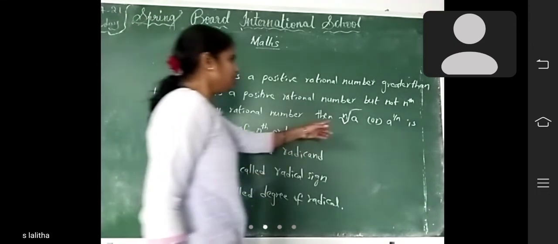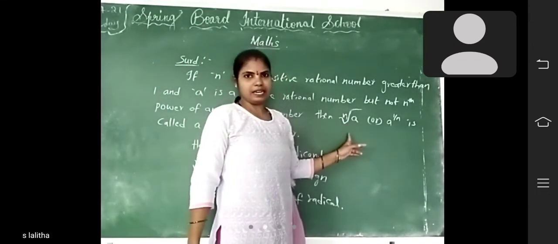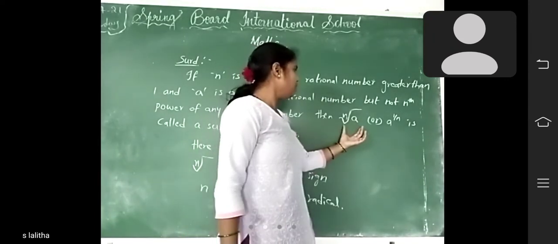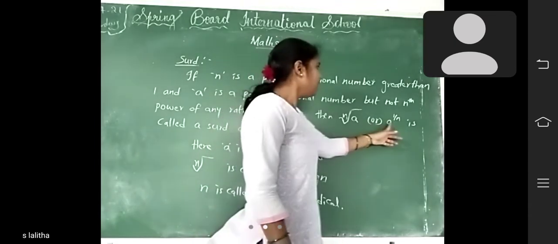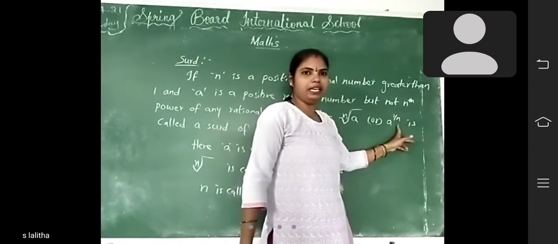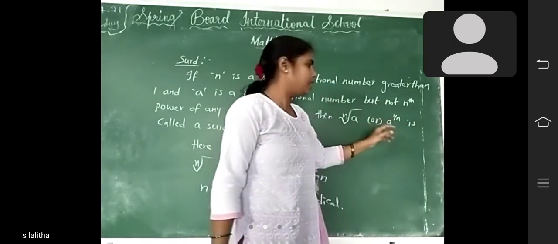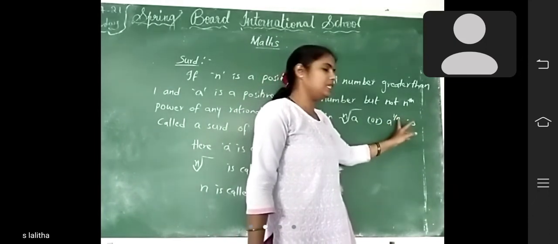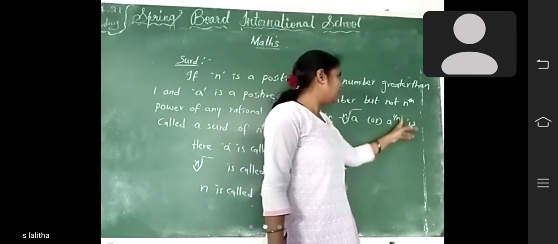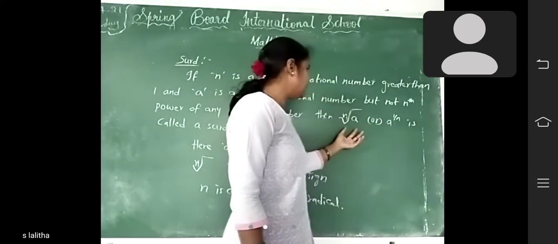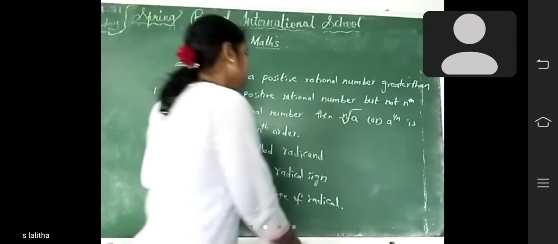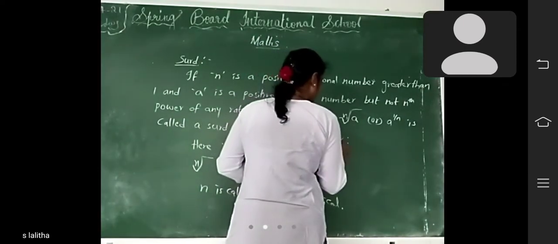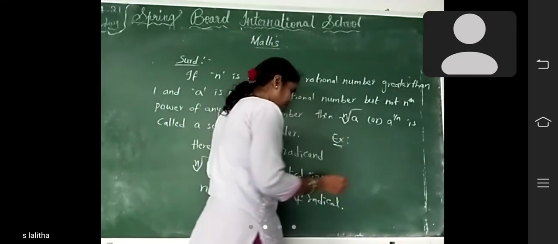So here nth root a is called a surd. This is in the form of radical form. Nth root a is called radical form. Here I am writing a power 1 by n. It is an exponential form. Exponential form means it is a power. This is the exponent, so that's why it is called exponential form, and this is radical form. See some examples, children.